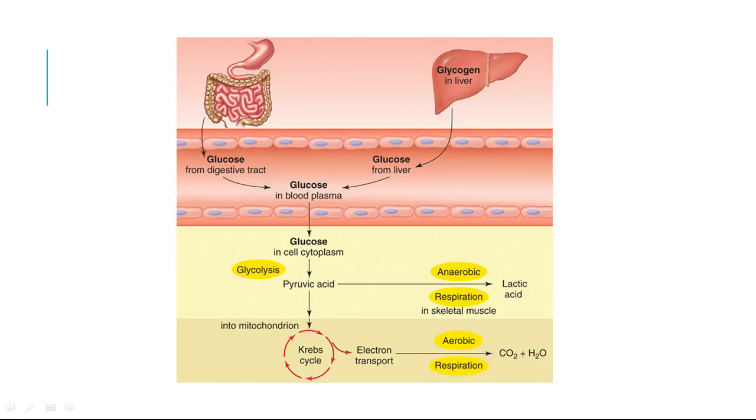If oxygen is readily available, pyruvate will not ferment, but it is physically transported into the mitochondria, getting ready for the Krebs cycle. But something really important has to happen first, not shown in this image. What happens first? Pyruvic acid gets converted into acetyl-CoA. That pyruvic acid gets converted to acetyl-CoA.